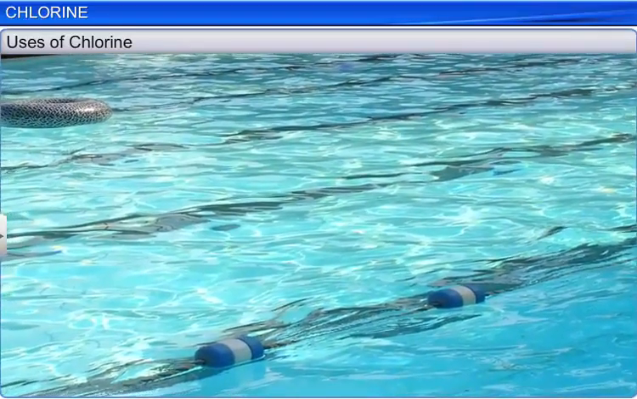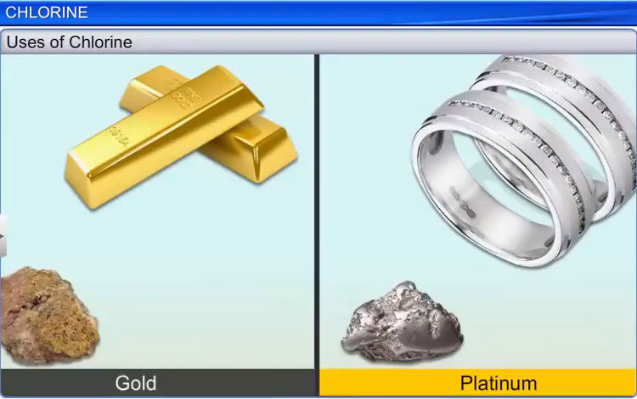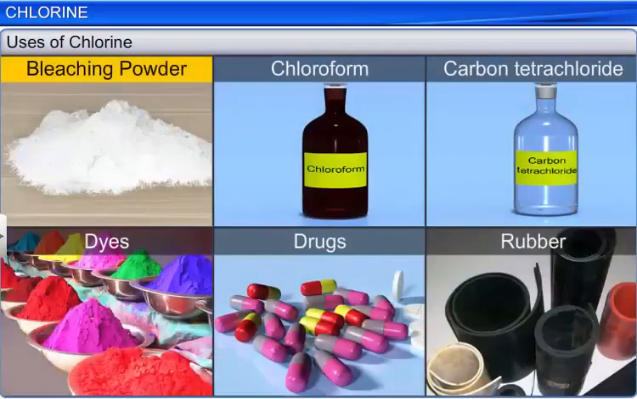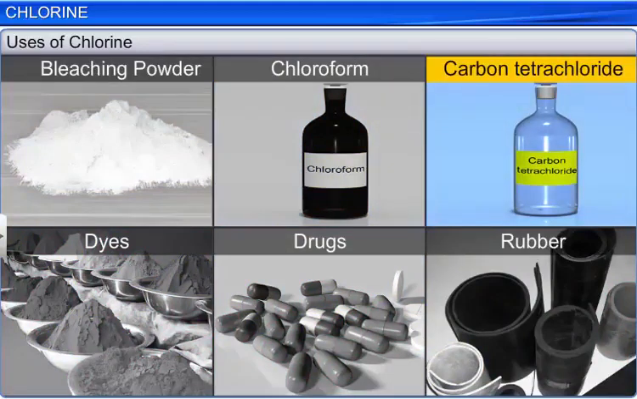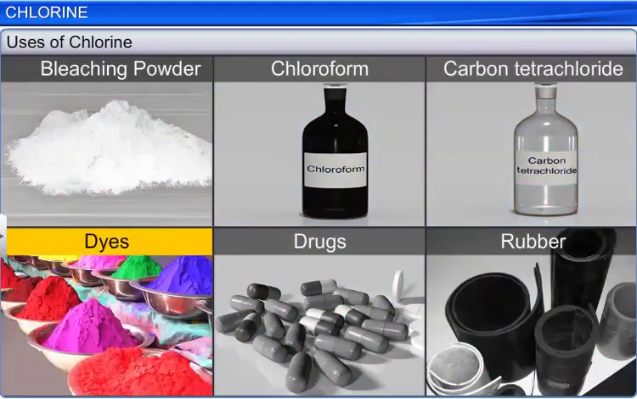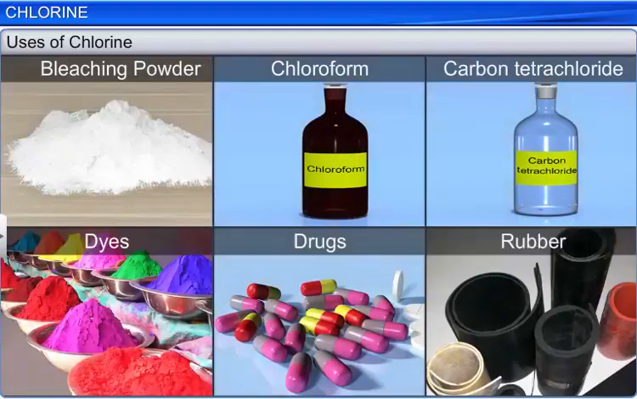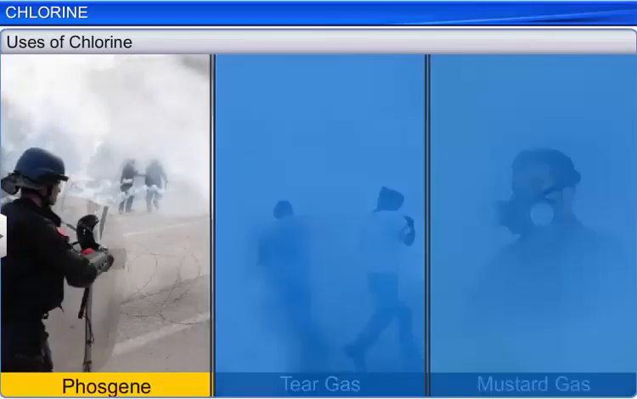In the extraction of gold and platinum. In the manufacture of bleaching powder, chloroform, carbon tetrachloride, dyes, drugs, rubber, etc. In the preparation of poisonous gases such as phosgene, tear gas, and mustard gas.